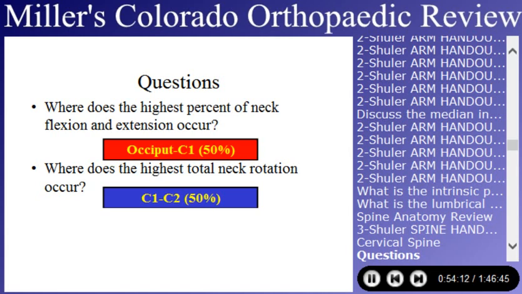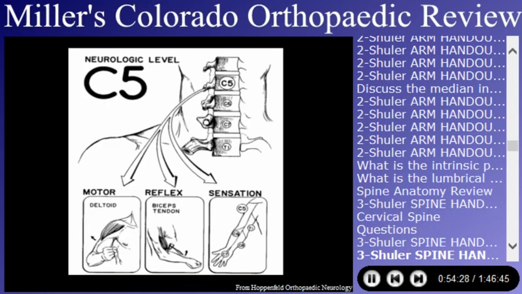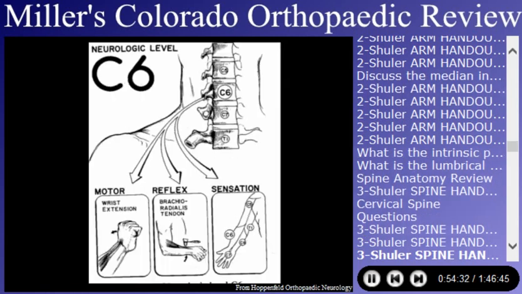Real quick summary: C5, deltoid, don't forget. Biceps tendon reflex, sensation on the arm shown. C6, don't forget, C5-C6 is the most common level of disc herniation in the cervical spine. You're going to hit the C6 nerve root. Don't forget the EMG changes that I was talking about that showed up directly on my examination, okay? Wrist extension, brachioradialis reflex.